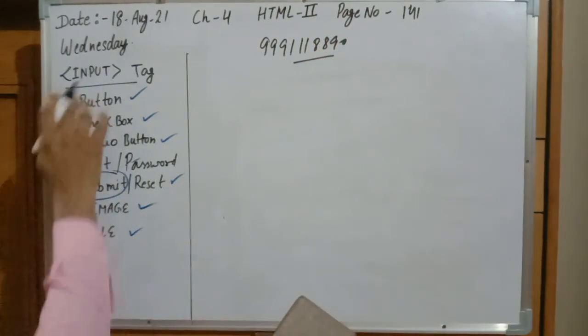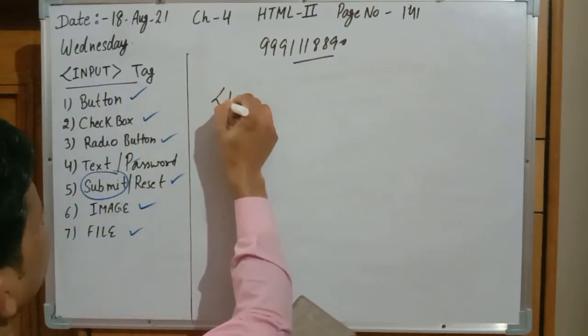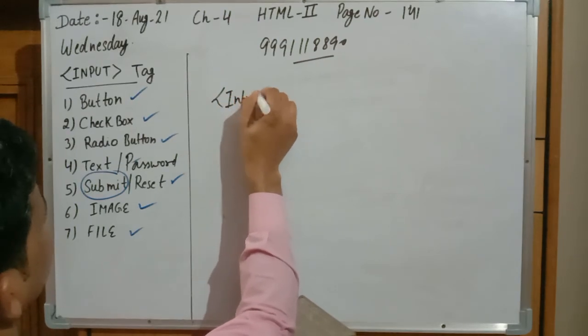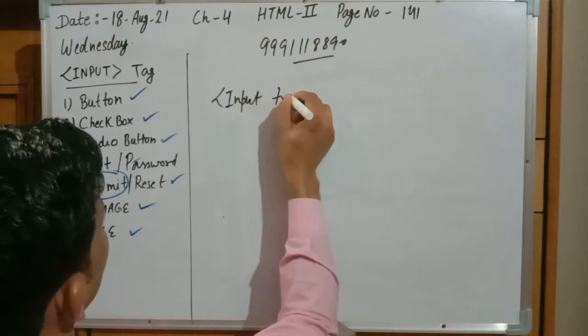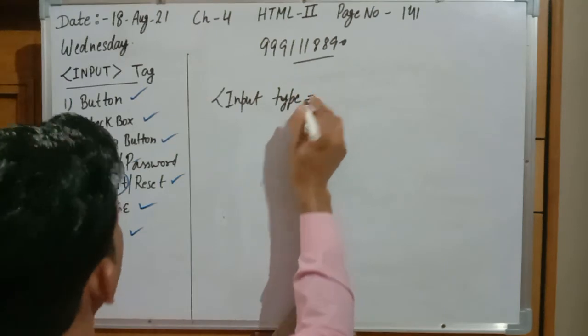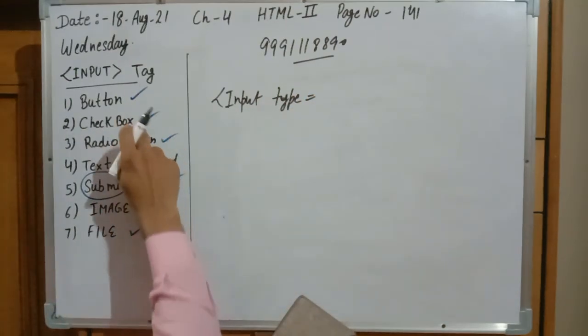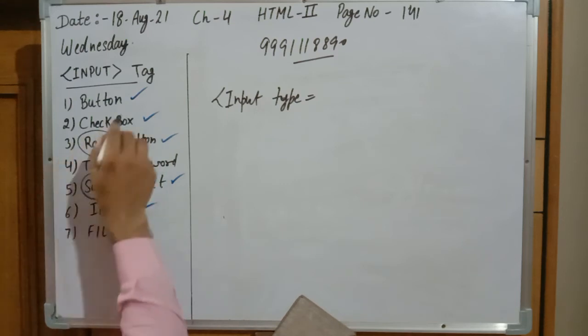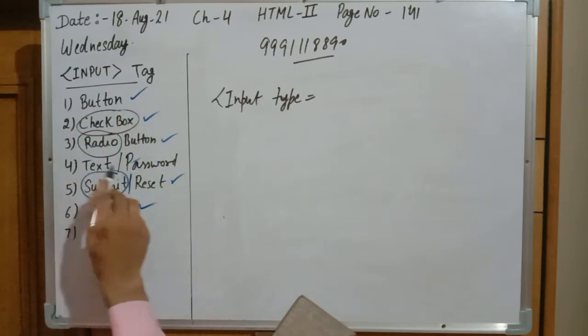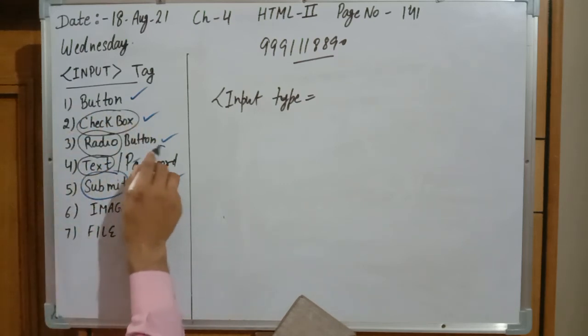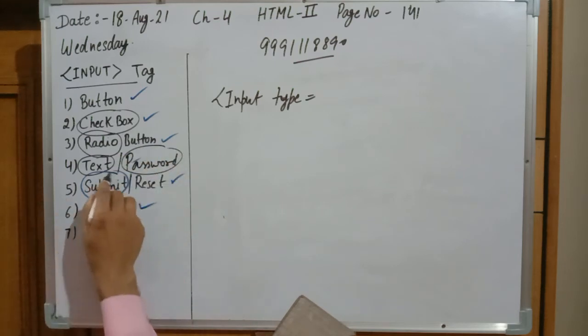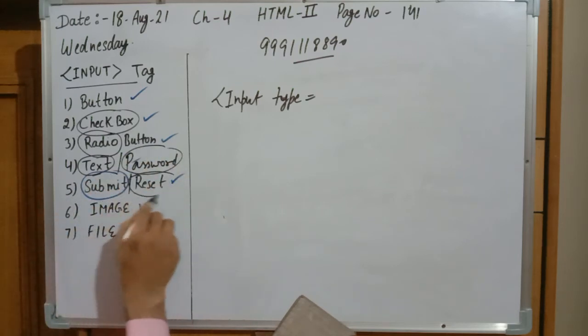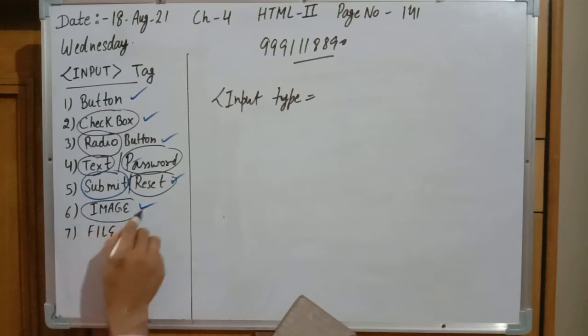I again revise, the input tag is used to provide input. Input can be provided by any type. We will write input type is equal to, type can be button, checkbox, or radio button. For radio button we will write radio. For checkbox we will write checkbox. For text we will write text. For password we will write password. For submit we will write submit. For reset we will write reset. For image we will write image, and for file we will write file.